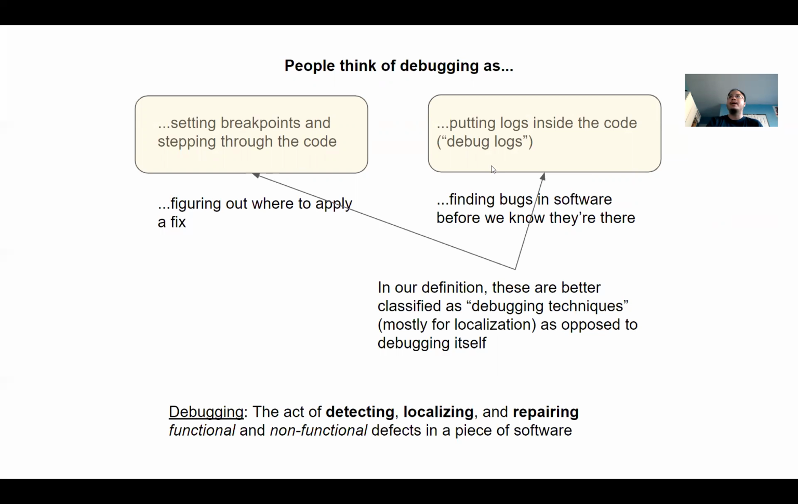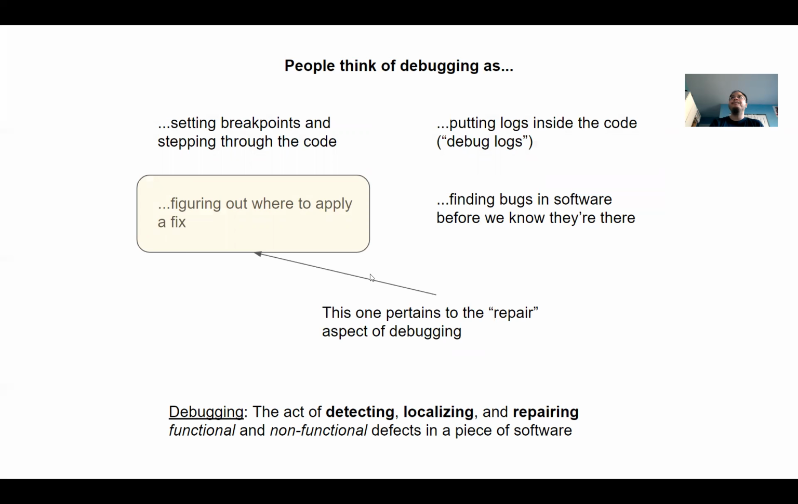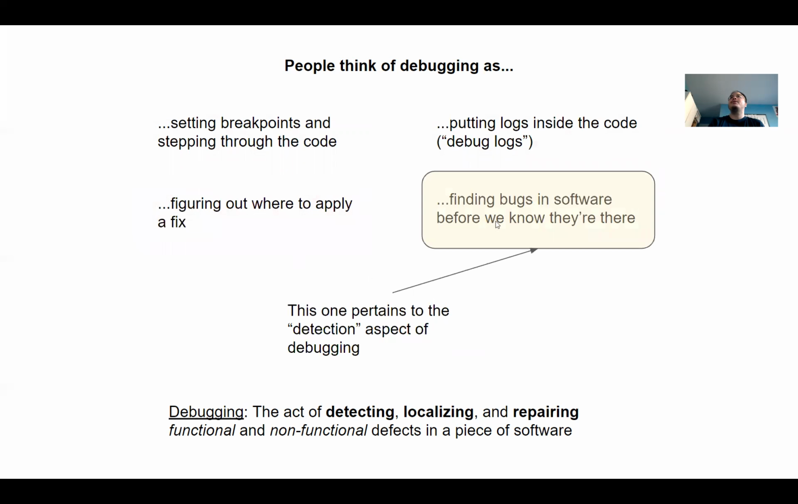This one right here, so figuring out where to apply the fix. Obviously, this one refers more to the repair aspect of debugging, as we just talked about. And then this last one right here, finding bugs in software before we know that they're there. As we mentioned earlier, this one refers more to the detection phase of debugging. Okay. So these are all related to debugging in some way, but from the context of our own definition, this one's a little bit more holistic, basically.